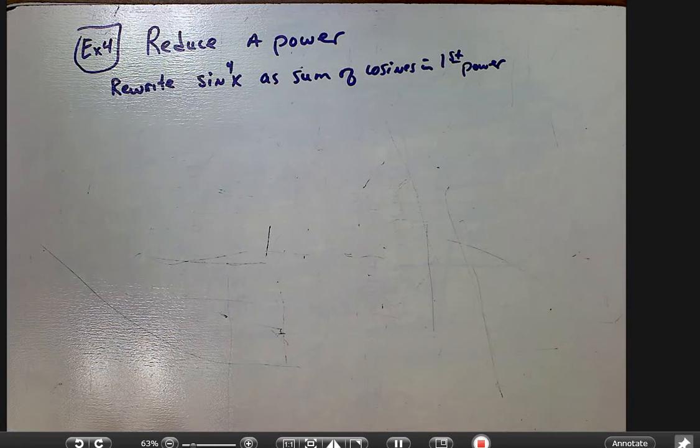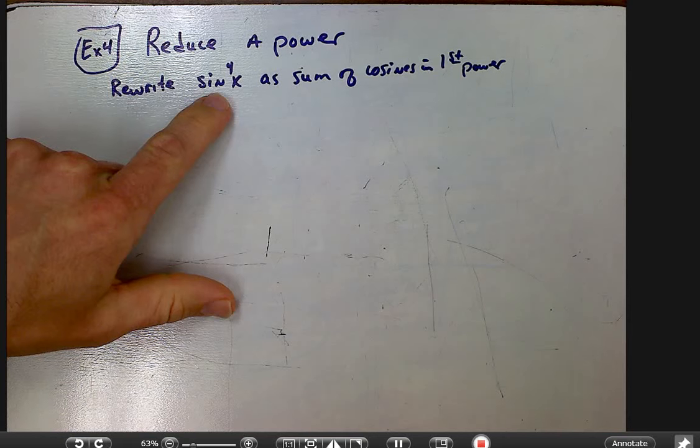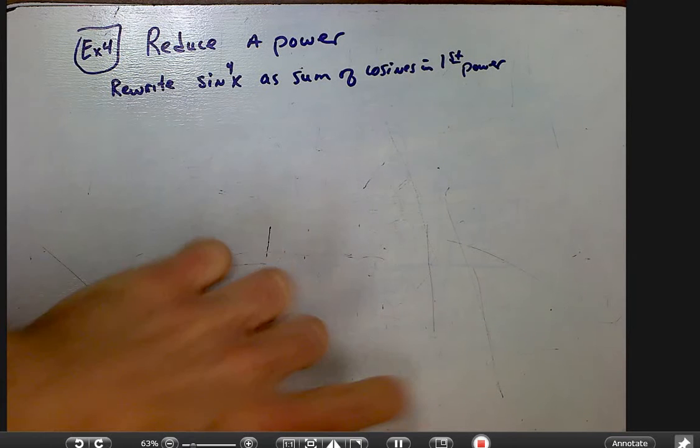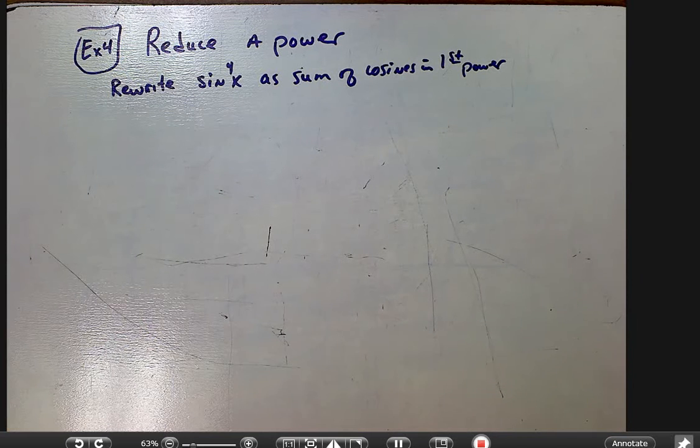Alright, example 4. Reducing a power. Rewrite sine fourth x as a sum of cosines in the first power. So essentially I'm trying to get rid of all sines and get it all the way down to have cosines with first degree. So double angles are okay.